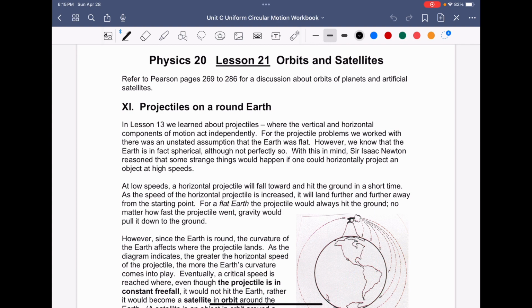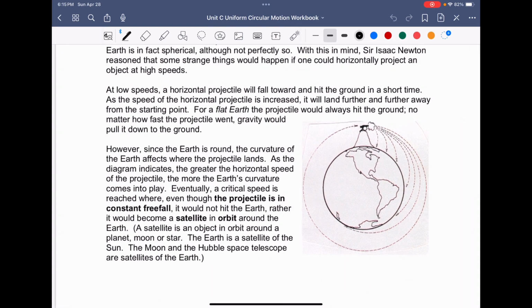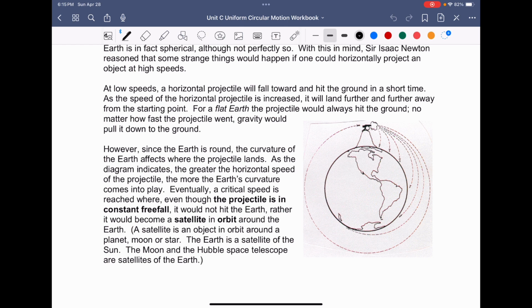Now, here's what we want to discuss with orbits and satellites. Orbits and satellites introduce this idea: what if we have some sort of object moving around a larger mass, such as a planet, and this is going to create some sort of relationship between the needed speed to keep the object in orbit and the gravitational force of attraction, which we call Fg.